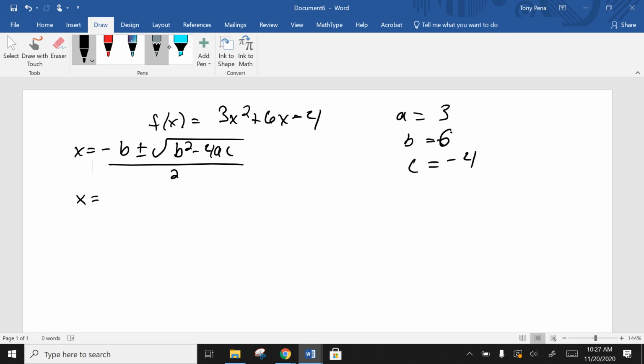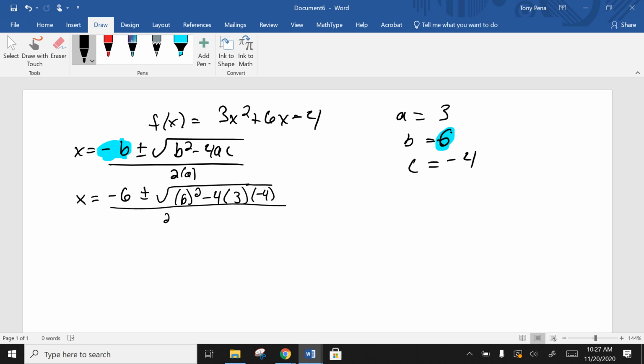So our first thing is we want the opposite of whatever b is, a negative b. Since our b was a positive 6, when we plug it in, it's going to become a negative 6. Then you'd have your plus or minus, and then I'm going to do 6 squared minus 4 times a, which is 3, and then our c is a negative 4, and then all over 2 times a, which is 2 times 3.